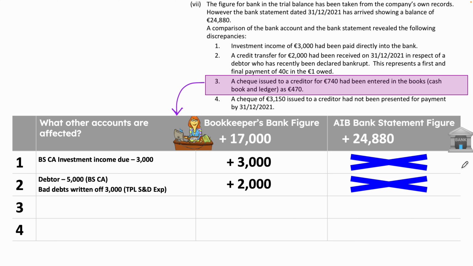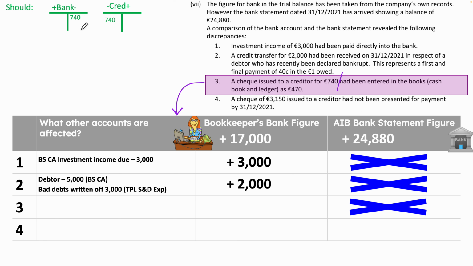They won't ever hear about the fact that the bookkeeper made a mistake. It's got nothing to do with them, does not concern them. So it is about, we need to now fix the bookkeeper's bank figure. So look, a cheque issued to a creditor has been entered into the books. So that'd be the bank and the creditor account, right? How should it have looked?